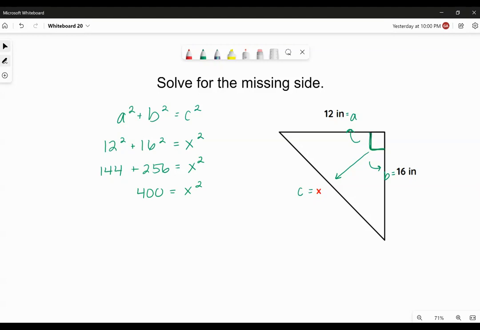And then remember, to get rid of this exponent, to get rid of a square, we're going to go ahead and take the square root of both sides, because whatever you do to one side, you have to do to the other. And it's nice because 400 is in fact the perfect square of 20. So in this case, we found that our missing side is equal to 20 inches.